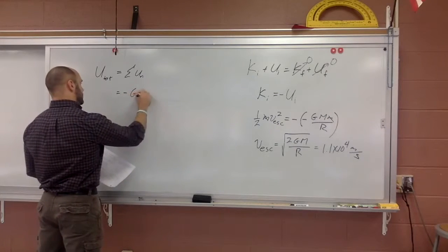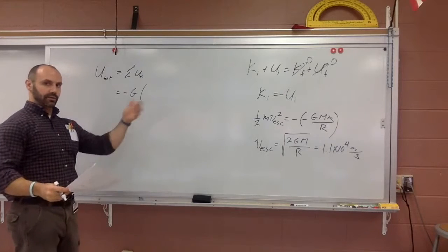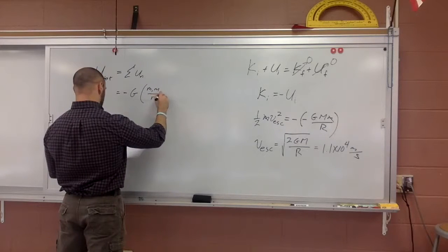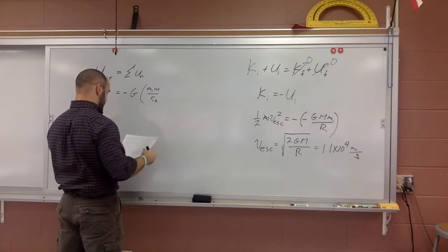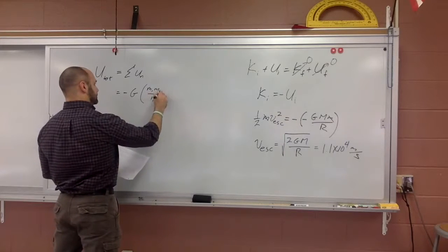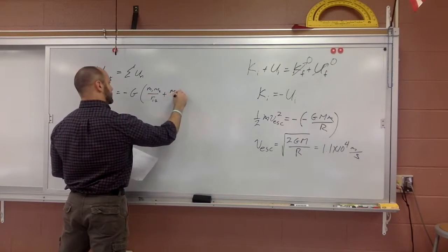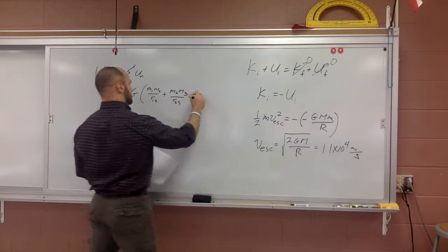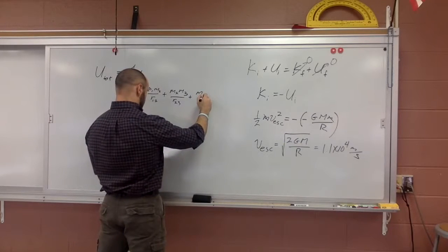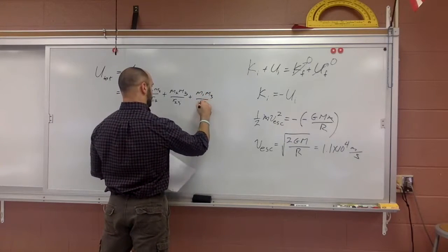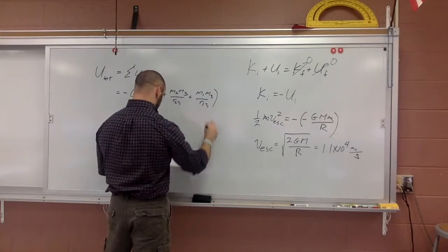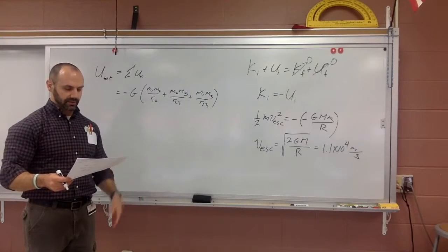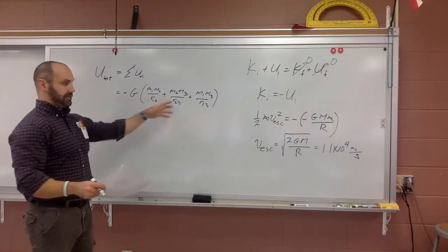it's going to be negative G, and then you have to look at the interaction of all the different masses that are there. m1 m2 over r between 1 and 2, plus m2 m3 over r between 2 and 3, plus m1 m3 over the distance between 1 and 3. Right? If the system contains more than 2 particles, the total gravitational potential energy is just the sum of the potential energies of all the pairs.